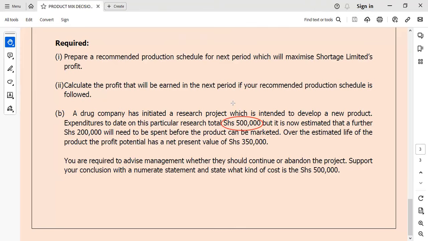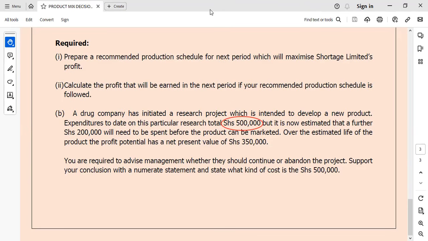I'll consider the 350,000, which is a relevant benefit, or what we call an incremental benefit. I'll compare it with the incremental cost of 200,000 to come up with a net benefit. So we have a net incremental benefit of around 150,000 from the new product if it is marketed. Therefore, being a net incremental benefit, we should continue with the project.